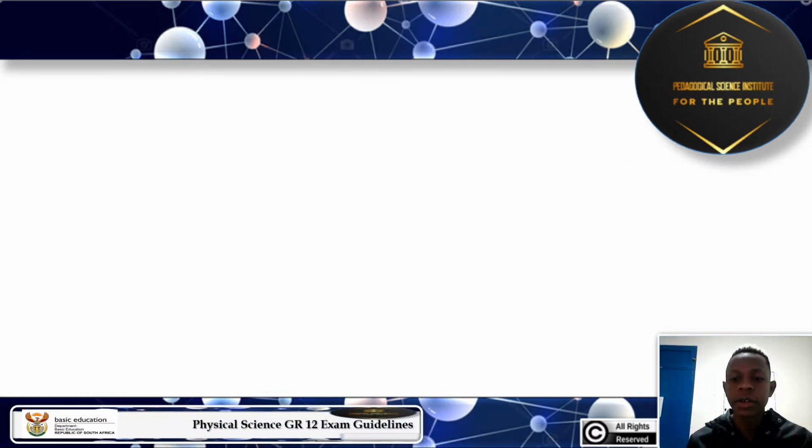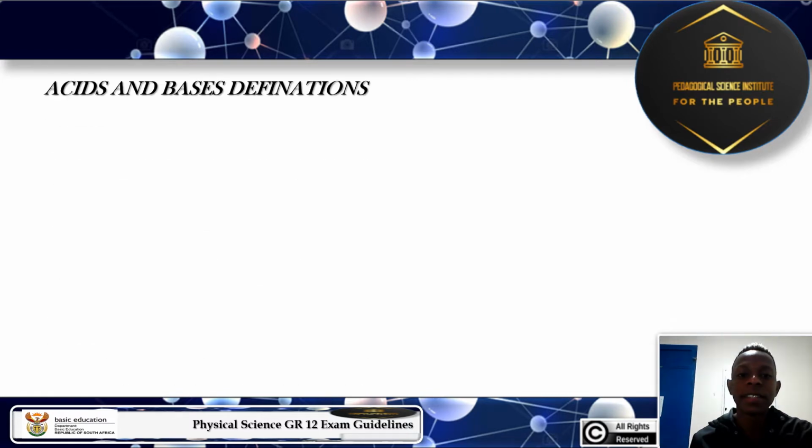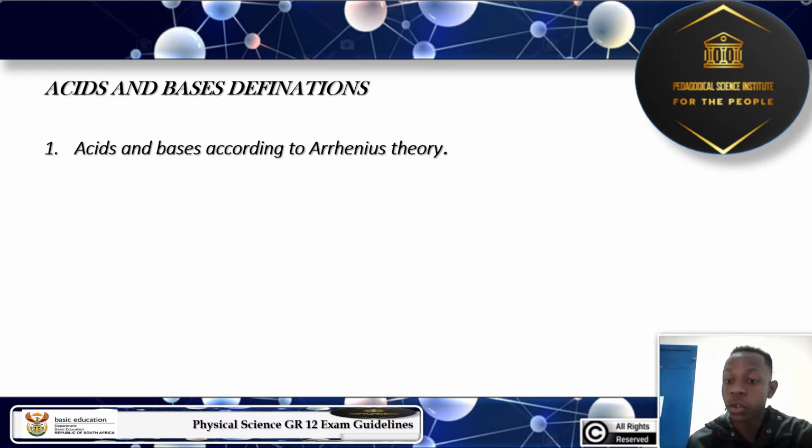As we have said, we are going to start by defining all the acid and base definitions. So now we are going to start by defining acid and base according to Arrhenius theory. As you all know, we have 2 theories. We have Arrhenius theory and we have Lowry-Bronsted theory.